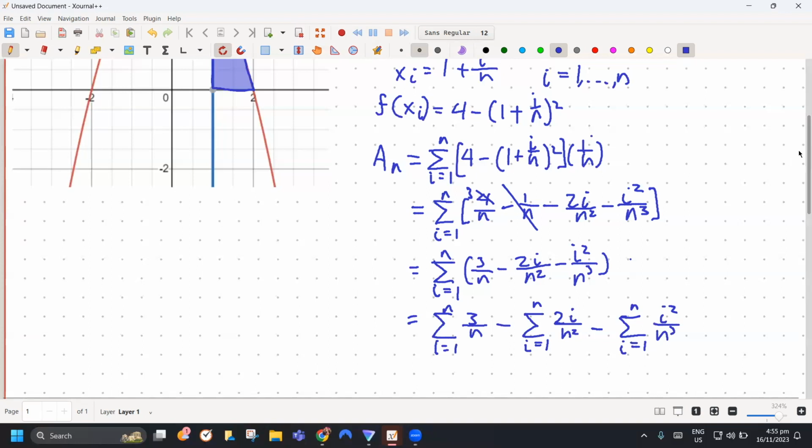Ngayon, ano yung mga pwedeng ilabas dun sa mga sum na yan? So everything na constant factors na walang dependence on i, pwedeng ilabas. So for example, yung n is not dependent on i, on the summation index, so pwede mong ilabas yon. So, for example, yung second term, I can write that down as 2 over n squared times the sum from i equals 1 to n of i.